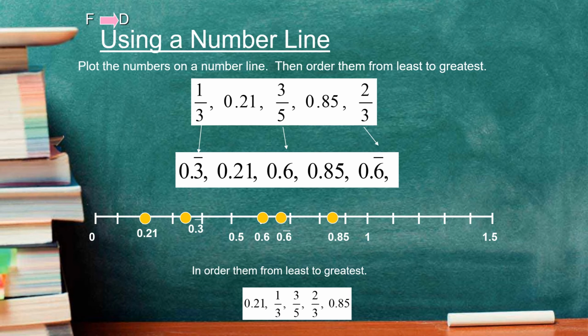Ang pinakauna ay 21 hundredths, followed by 1/3, followed by 3/5, followed by 2/3, and then the last one is 85 hundredths. From least to greatest po yan, ha? Pinakamaliit sa pinakamalaki. Ganon din sa number line. Kung sino nasa kaliwa, yun yung pinakamaliit hanggang pakanan. Kung sino yung dulo sa kanan, yun yung pinakamalaking number. Okay? So that's it. Di ba madali lang? From left to right po.